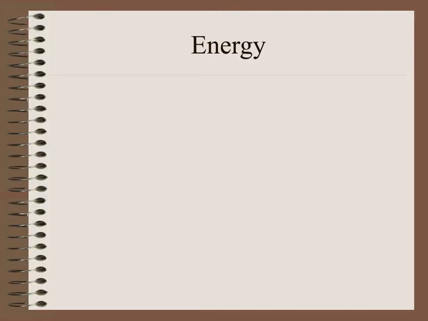So let's start with the definition of energy. Energy is the capacity or the ability to do work. Remember, when we took a look at work, we said work is when a force is applied through a distance. In this case, in order for a force to be applied to an object and move it through a distance, it requires energy. So in other words, for work to occur, we need energy.